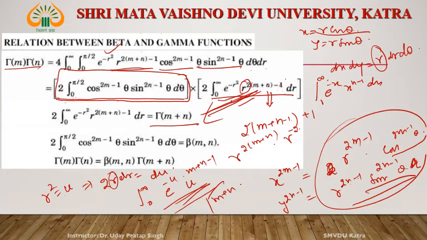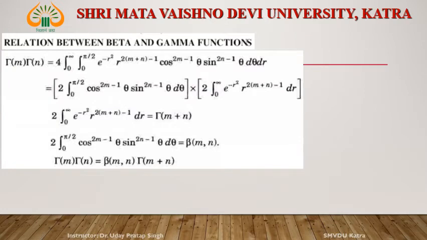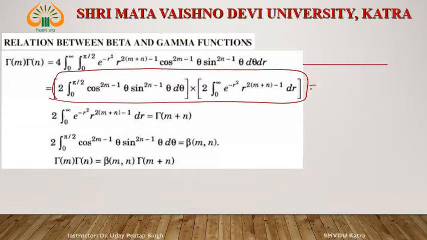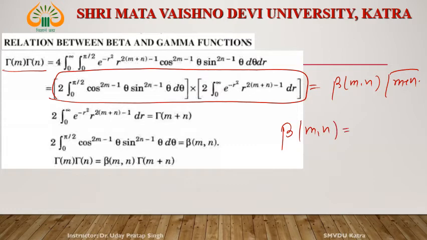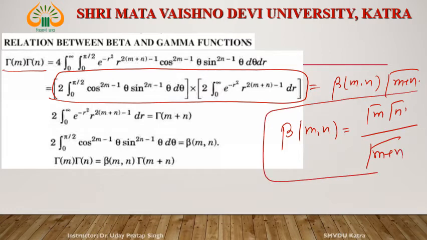So finally what we get? We get this thing is equal to beta mn into gamma m plus n. And what is left hand side? Left hand side is gamma m plus n. Then what is beta mn? Beta mn is equal to gamma m gamma n divided by gamma m plus n. Okay, this is the relation between beta and gamma function.